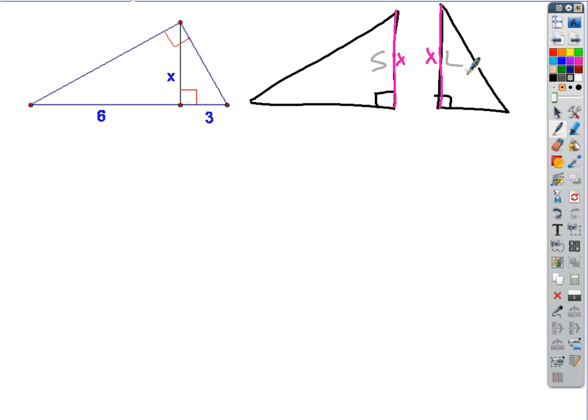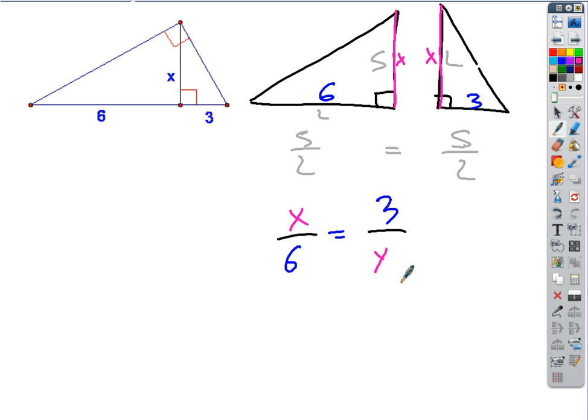Short side over long side for this triangle equals short side over long side for that triangle. Well, if we fill in the blanks, 6 goes here, doesn't it? And 3 goes there. So what does this ratio look like? Short over long. That's long, that's short, right? But short over long for the medium triangle. X divided by 6 equals what? Well, how about over here with short over long? Yeah, 3 over x.